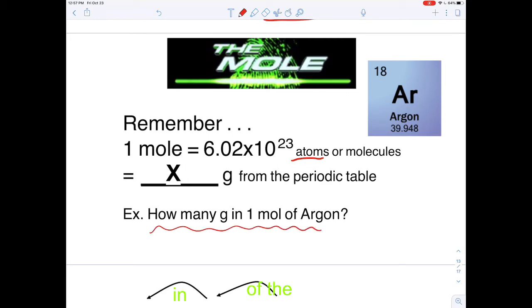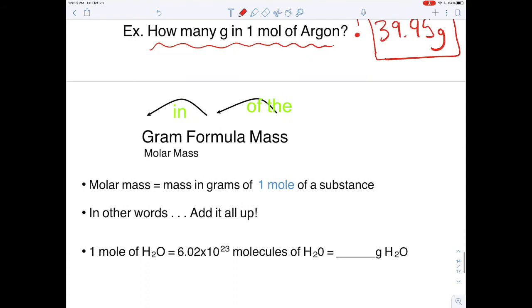So how many grams are in 1 mole of argon? Look at the periodic table tile over here. 39.95 grams is correct. Remember, we want to look at the atomic mass, not the atomic number. Okay, so that number tells us how many grams are in 1 mole of argon.